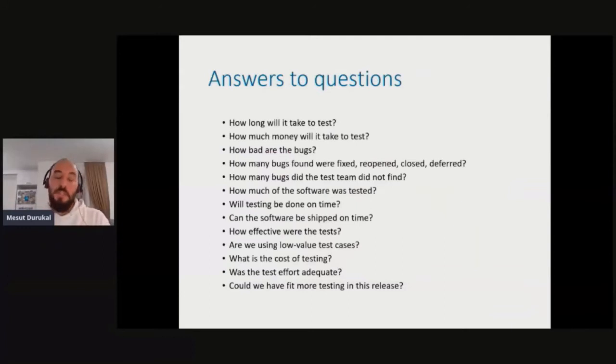In this way, we can answer lots of questions. I will not go through all of them, but after collecting some evidence and some numbers from our environments, we can interpret them, analyze them, and find some answers to our questions. For example, let's pick just one of them: the situation of the bugs, how bad they are, what the priorities are, or what the severity levels of the bugs are. We can collect all the results from our issue tracking system.